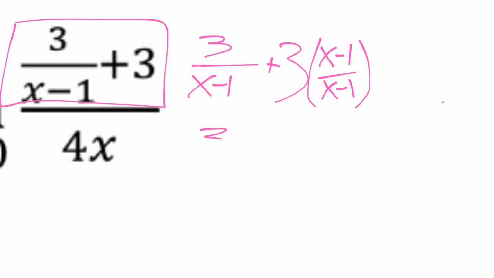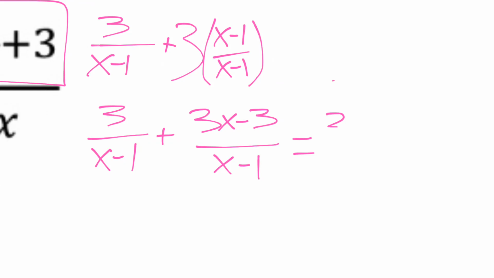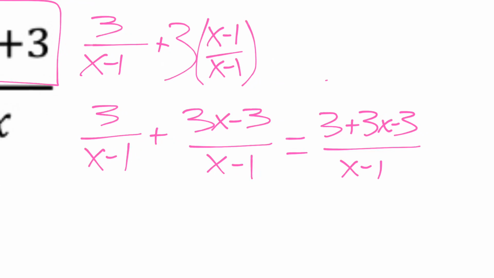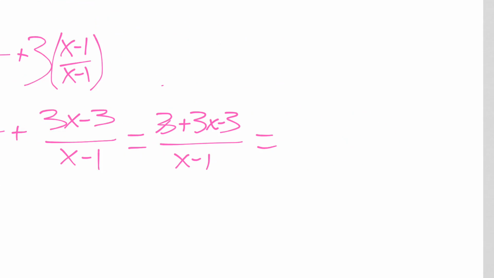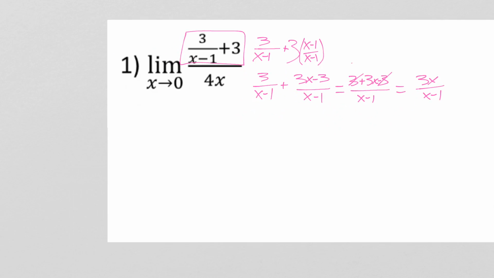Doing so, we'll still have 3 over x minus 1 on the left, plus, we can distribute that 3 to the top of this fraction, so 3x minus 3 over x minus 1. Now we have a common denominator, so we have 3 plus 3x minus 3 over x minus 1. And look, we have a 3 and a negative 3, so we're left with 3x over x minus 1. So that 3x over x minus 1, that's our numerator.